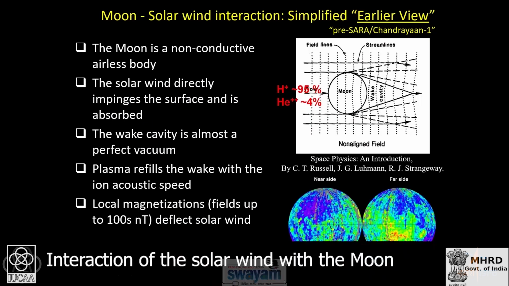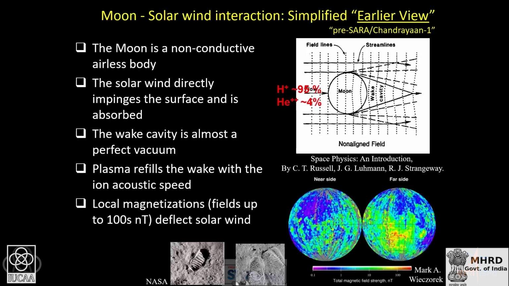What we knew about the interaction of the solar wind with the moon is that the solar wind, which is basically protons, 95% of them, and a few percent doubly ionized helium, comes and hits the surface, gets absorbed, and we get a vacuum or a plasma wake cavity over here, which gets filled up at the speed of ion-acoustic velocities, and this filling actually takes very long downstream, almost like a few lunar radii, which translates into something like a few thousands of kilometers to tens of thousands of kilometers.